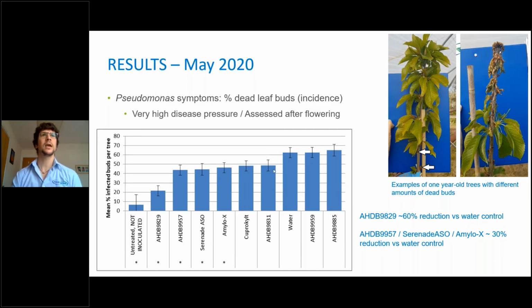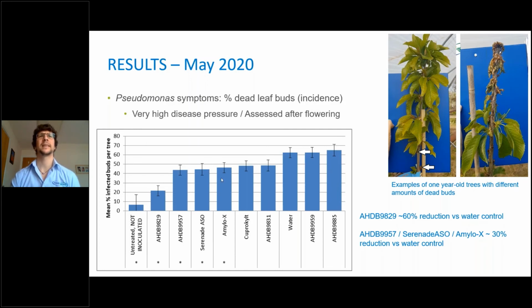And you can see this is quite interesting. The 2 products that were very good, so this product AHDB 9829 was very good at the single treatment, and after the multiple applications again reduced symptoms incidence, reduced these symptoms by about 60% versus water control. And there were 3 other products, they also reduced by about 30% the incidence of this bud dying off.